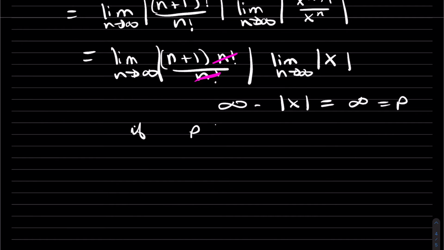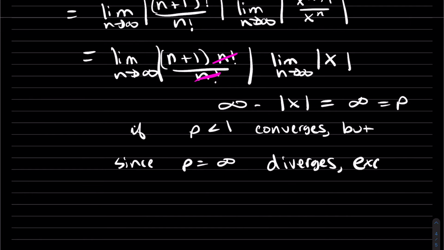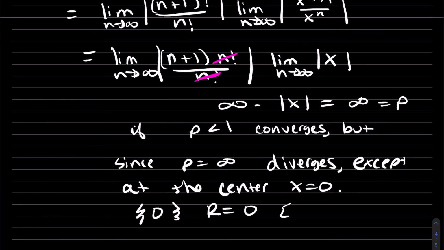If p is less than 1, it converges, but it doesn't. But since p is equal to infinity, it diverges, except at the center, x equals 0. So if you want to look at it as an interval, it's just from 0 to 0.